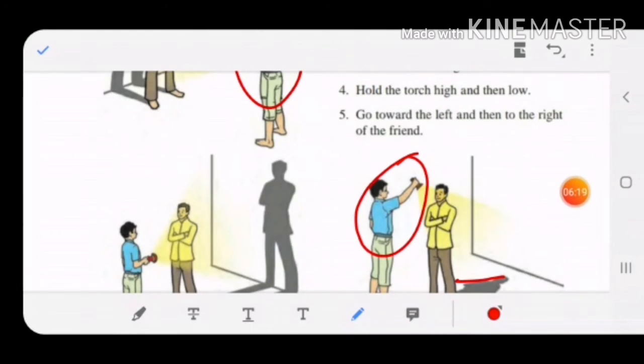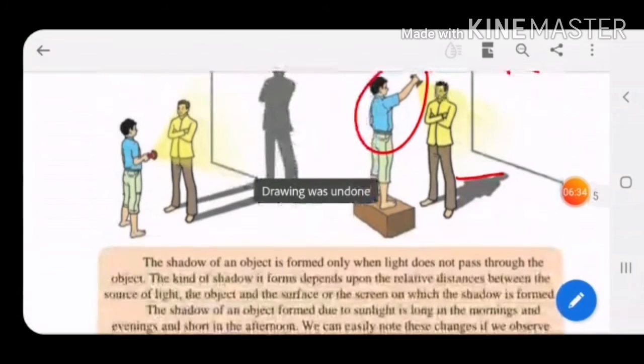Then the last thing, go towards the left and then to the right of your friend. When you go towards the right of your friend, the shadow falls on the left side, and when you go to the left, the shadow forms on the right side. So you can do these experiments.